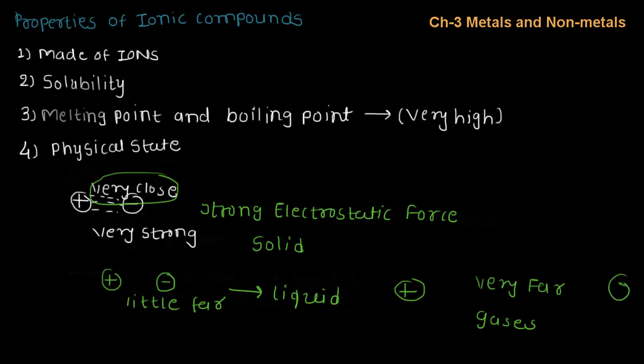So these are the physical states of ionic compounds. If the ions are very close, with this strong electrostatic force, then we can say that they are solid. If ions are a little far, then they are liquid, and if the ions are very far, there is less electrostatic force, so it will form a gas. So the fourth property is physical state, and generally it exists in solid state.